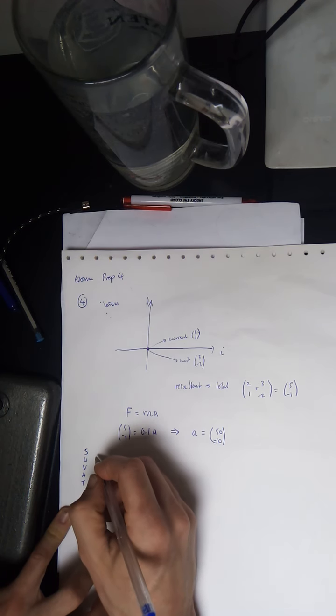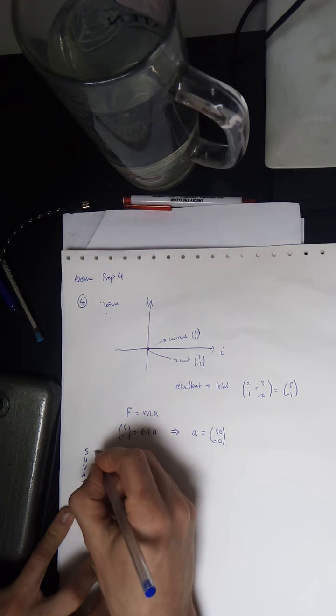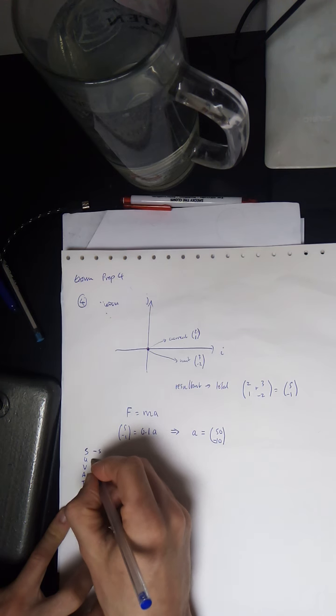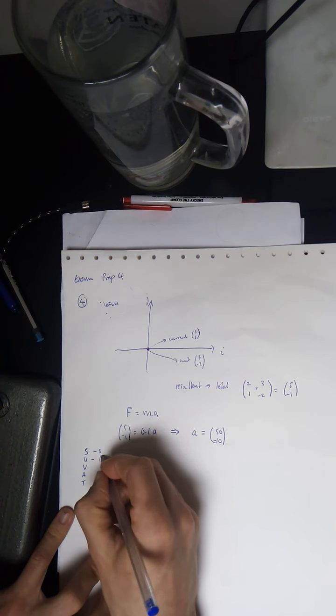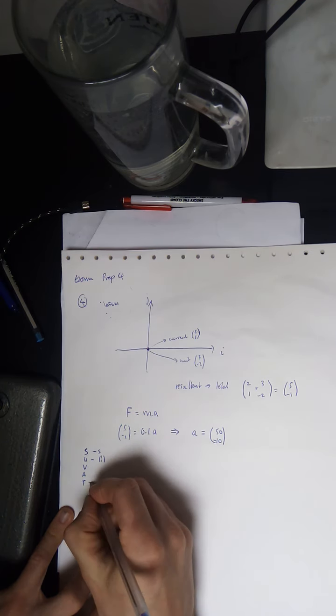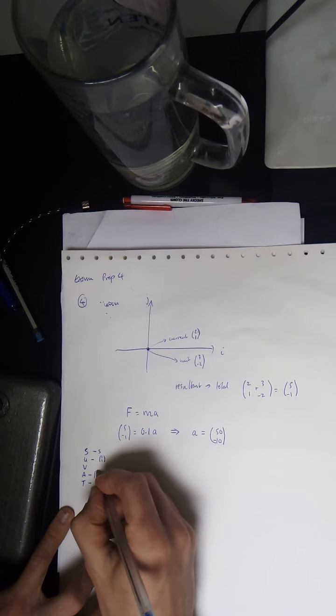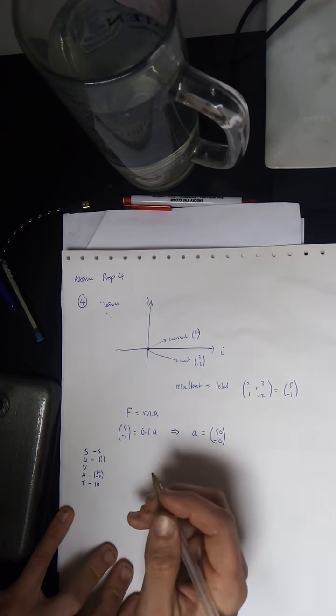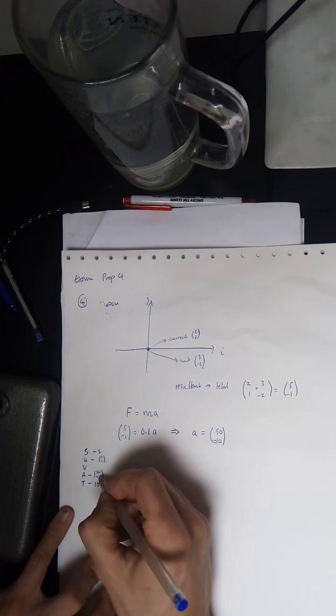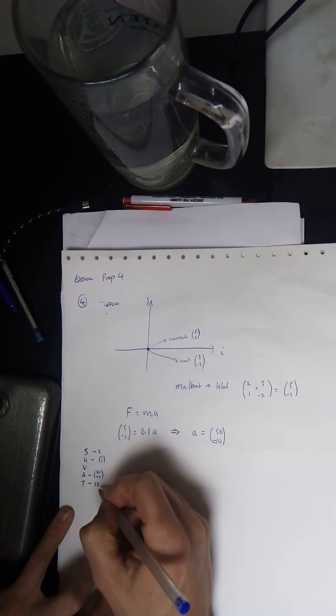So what do we want? Well, the distance traveled. So that's what we're looking for. Our initial, does it say the ball is at the origin and has velocity? So its initial velocity is (1, 1). Time is 10 seconds and the acceleration is (50, -10). So we've got everything we need. We've got S, U, A and T.